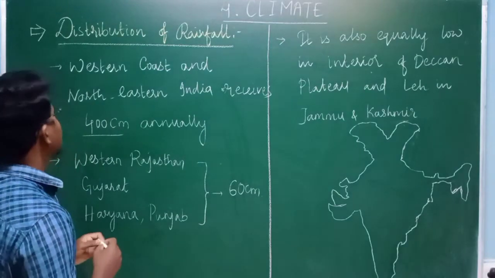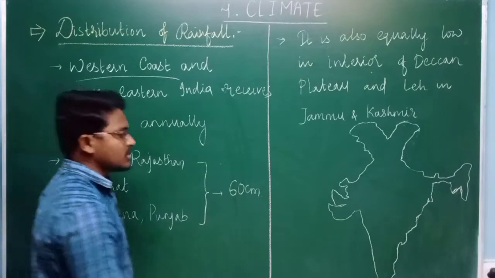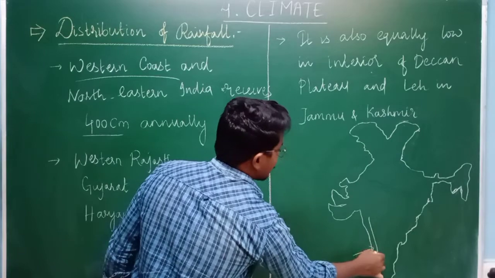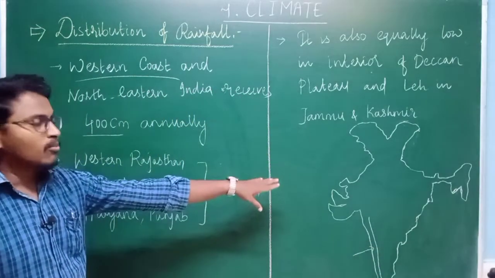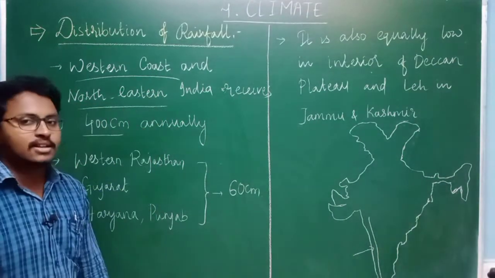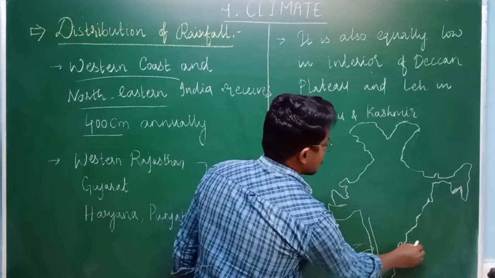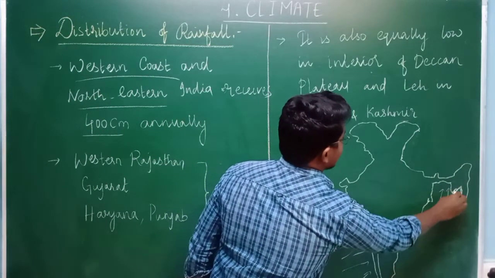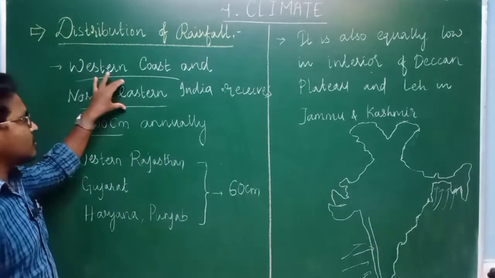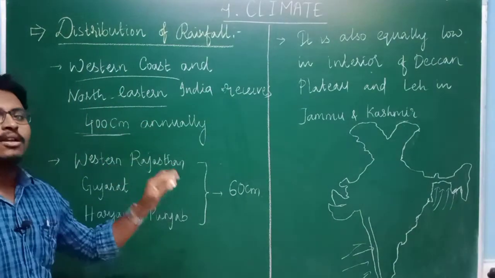Starting with this, the main area which receives higher rainfall is the western coast, located in this particular region of the country. On the windward side of the Western Ghats, you can find more and more rainfall. Then you can also find this in the northeastern region, where the monsoon winds travel in this direction, and crossing the Western Ghats, they enter the northeastern region of the country. Because of this, the western coast as well as the northeastern region receive on average 400 centimeters of rainfall annually.